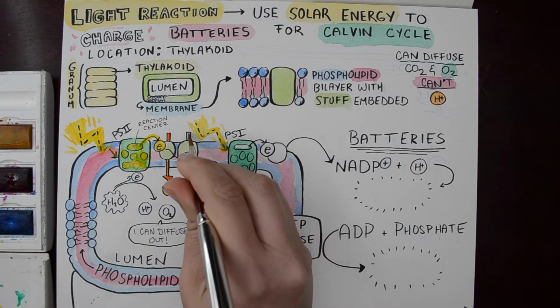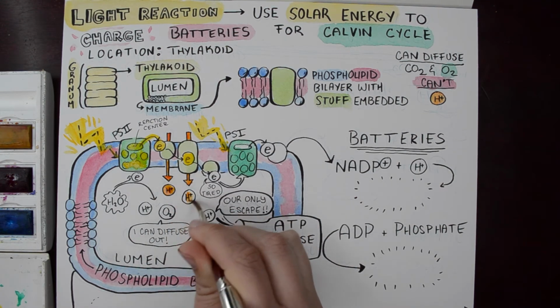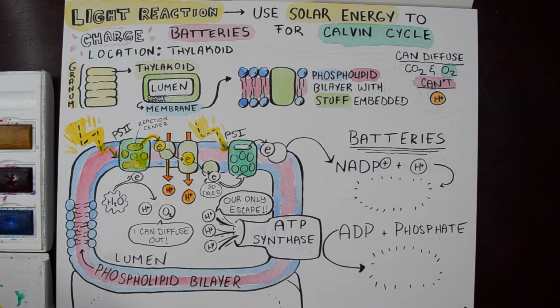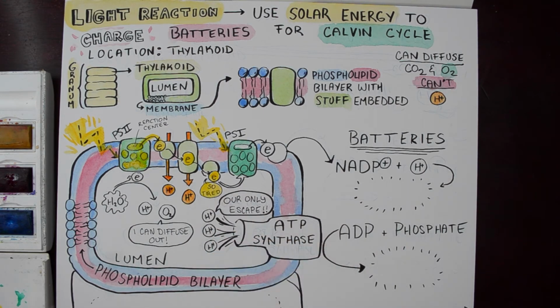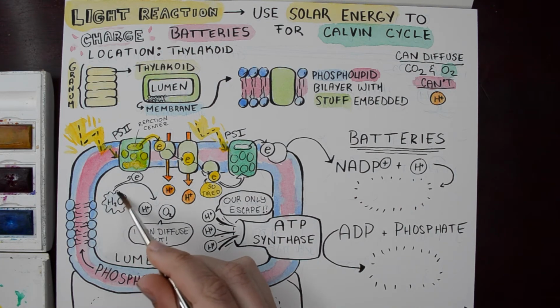But anyways, the electron is passed down the electron transport chain, with more and more of its solar energy depleted to pump hydrogen ions into the lumen. However, photosystem 2 now has a problem. It's lost an electron, and that electron needs to be replaced. The electron from photosystem 2 is replaced by the breakdown of water.